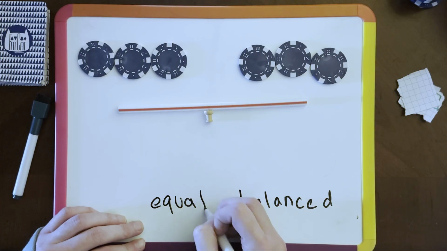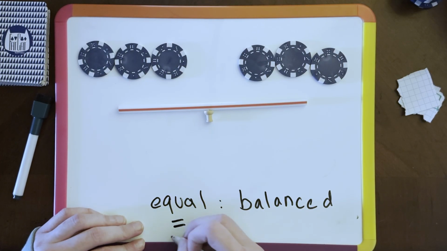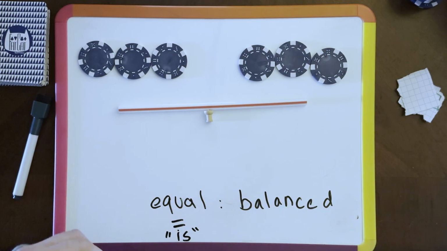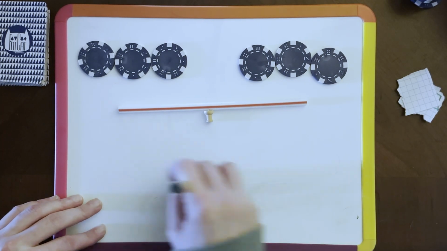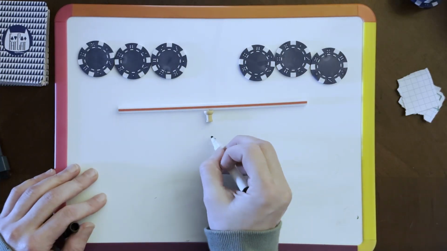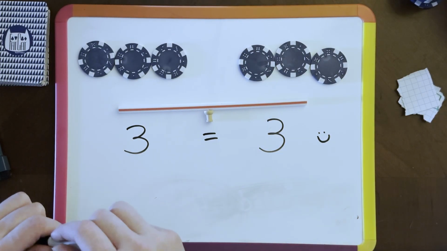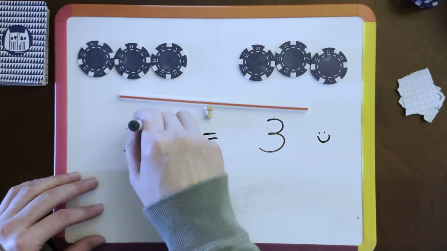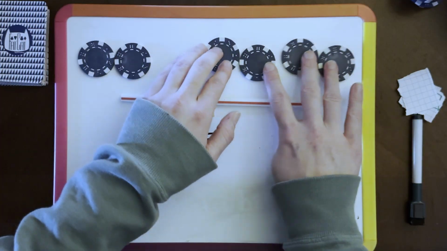In math, that translates to equal. We denote equal with an equal symbol. The word "is" is also a key word for equal. Algebra is a language of math, and it is used to represent our environment. So representing these chips, I would write 3 equals 3. That is a complete math sentence.